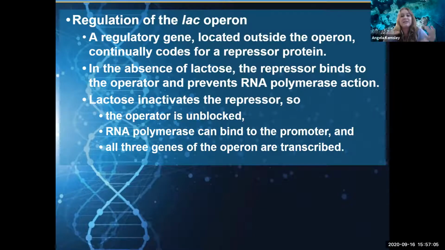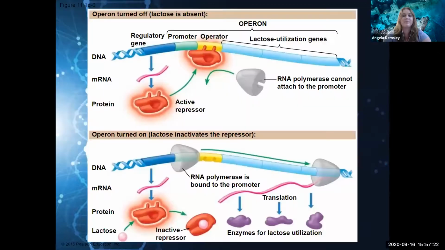Lactose inactivates the repressor, so when lactose is present, it actually will inactivate the repressor, it'll unblock the operator, and then RNA polymerase can bind to the promoter, and all 3 genes coding for those enzymes are then transcribed. So let's take a look at what that actually looks like.